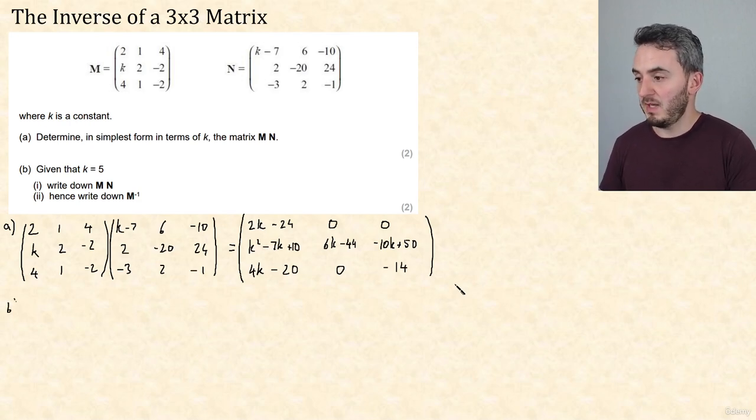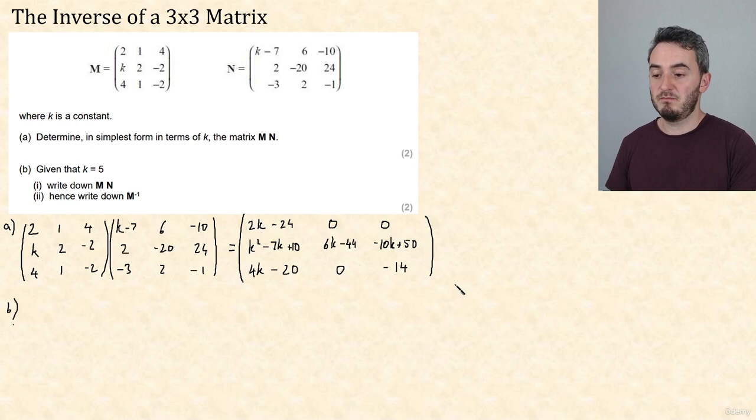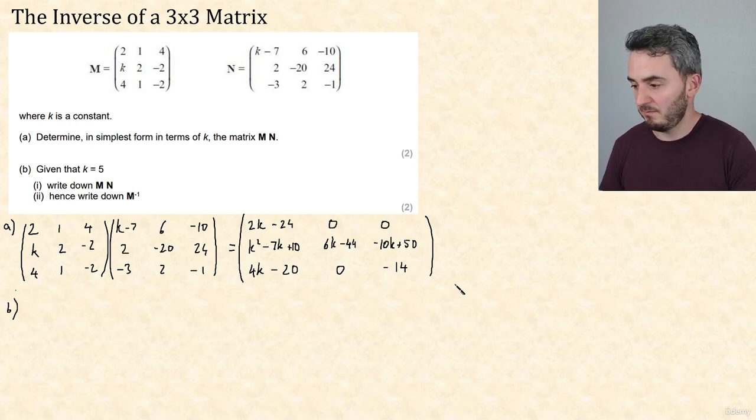On to part B. Given that k is 5, write down MN. Okay, so we just need to sub 5 into this. So 2 times 5 minus 24 is minus 14. Then it's 0, and then it's 0. When k is 5, we get 25 minus 35, that's minus 10, plus 10 is 0. Or maybe you can guess now.